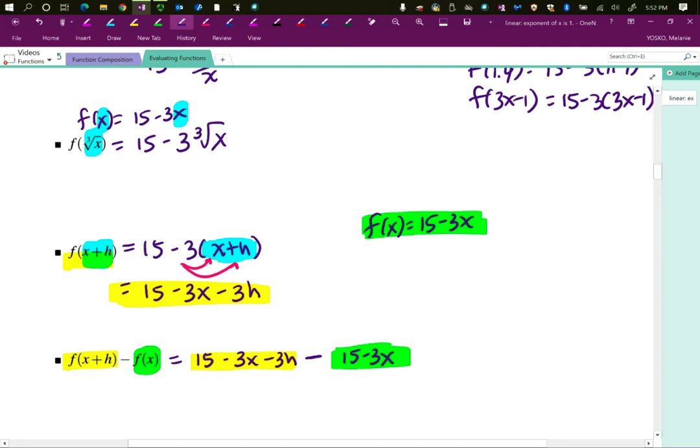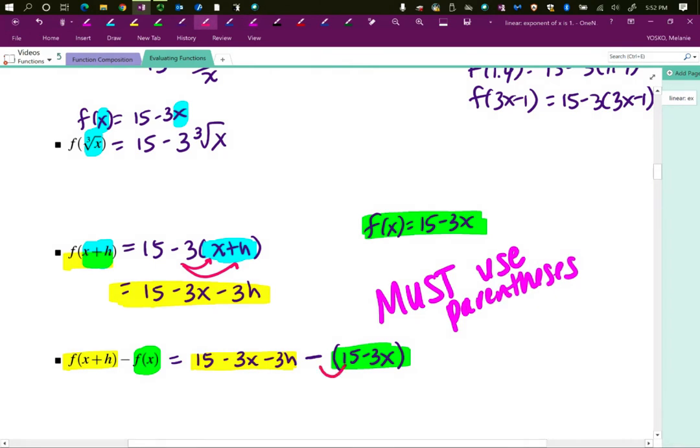Now, some of you may be tempted to write it like that, and that's wrong, because what this says is you're subtracting 15 and only 15. You have to subtract the entire function f of x, which means you have to subtract all of it, which means you must use parentheses. So then we can distribute that negative sign. When you do that, you get 15 minus 3x minus 3h minus 15 plus 3x.